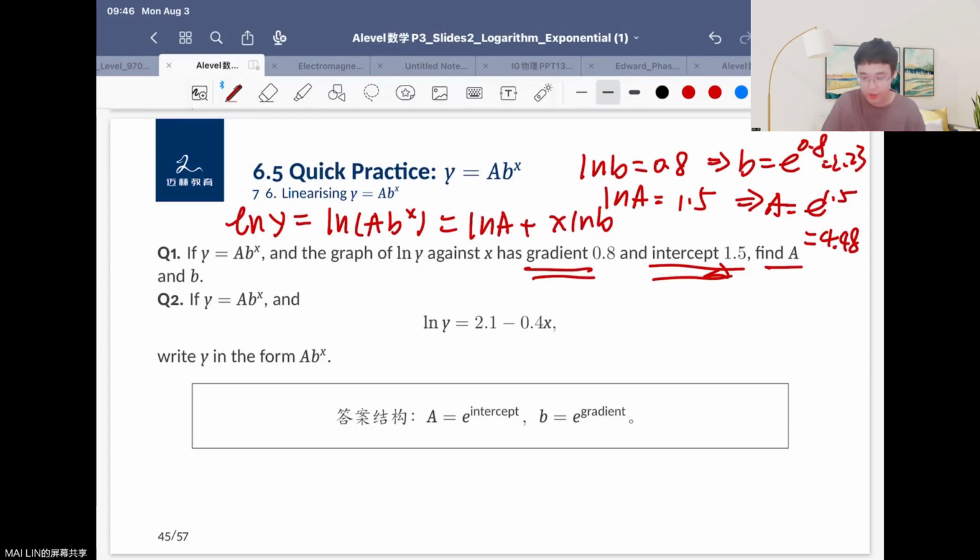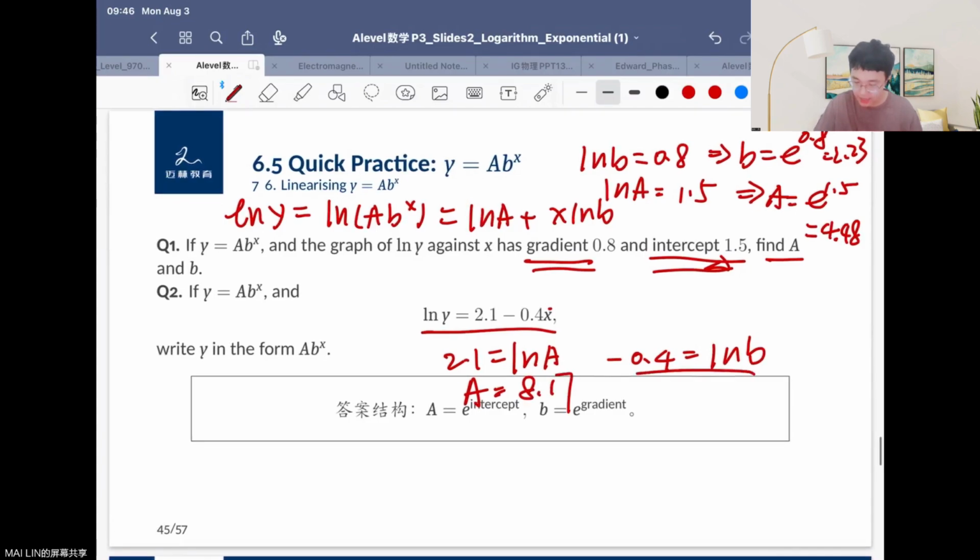And for question two, we have log y equals this value. So I guess here is for x. So 2.1 is log A, and here negative 0.4 is log B. So also you can calculate A and B. A is e to the power of 2.1, so you can calculate e to the power of 2.1, and the value here is 8.17. And here we can say b equals exponential of negative 0.4, so its value here is 0.67.